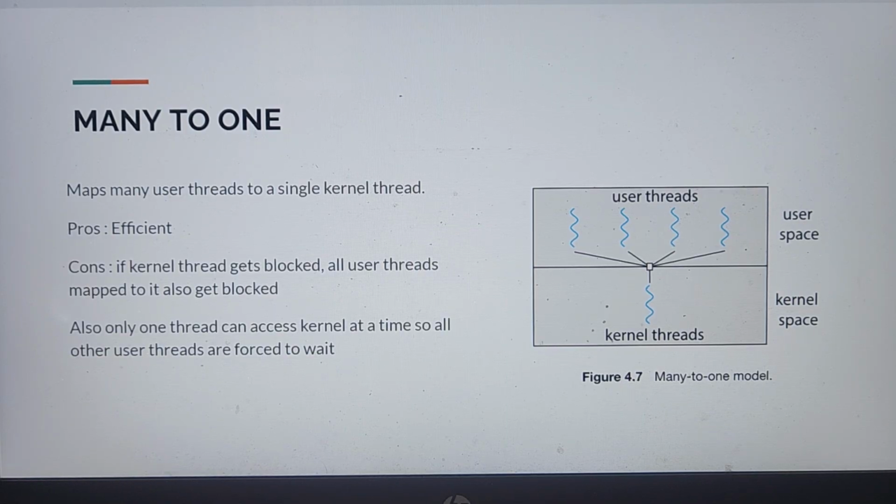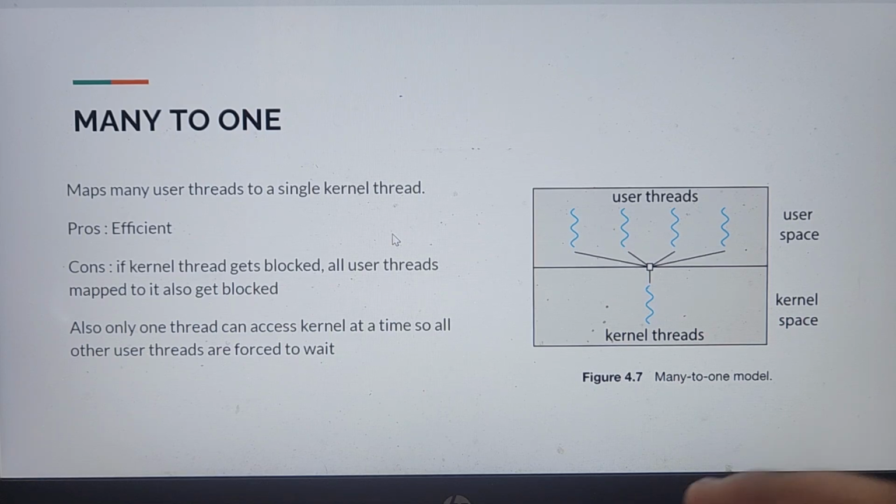They just define how many user threads are linked to how many kernel threads. So the first type of mapping we are seeing is many to one. Many user threads are mapped to a single kernel thread. There are these 4 user threads here in the diagram. All of them are linked to this kernel thread. So what this means is, if any of these user threads wants to execute a privileged or a sensitive instruction, they will enlist the help of this kernel thread.